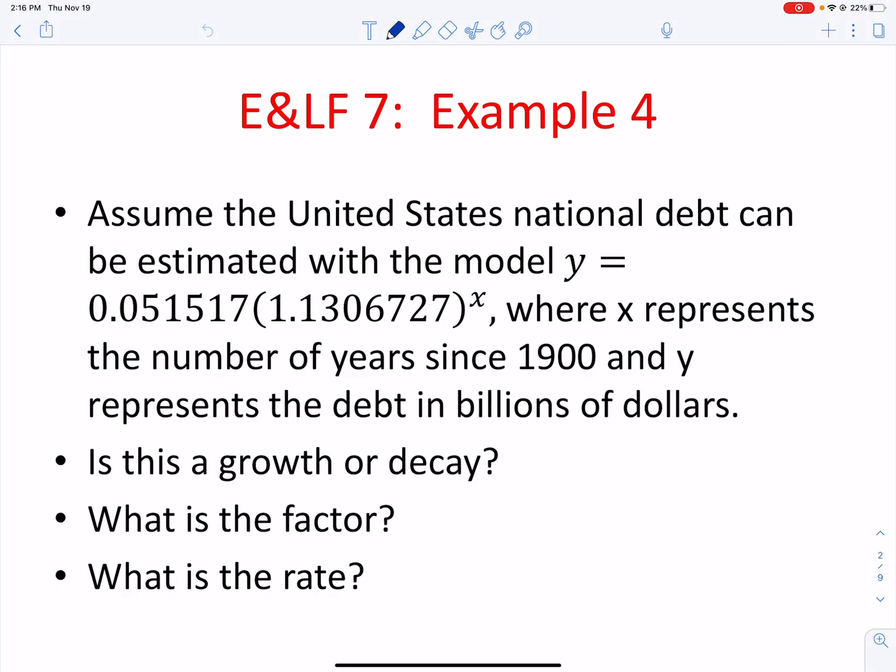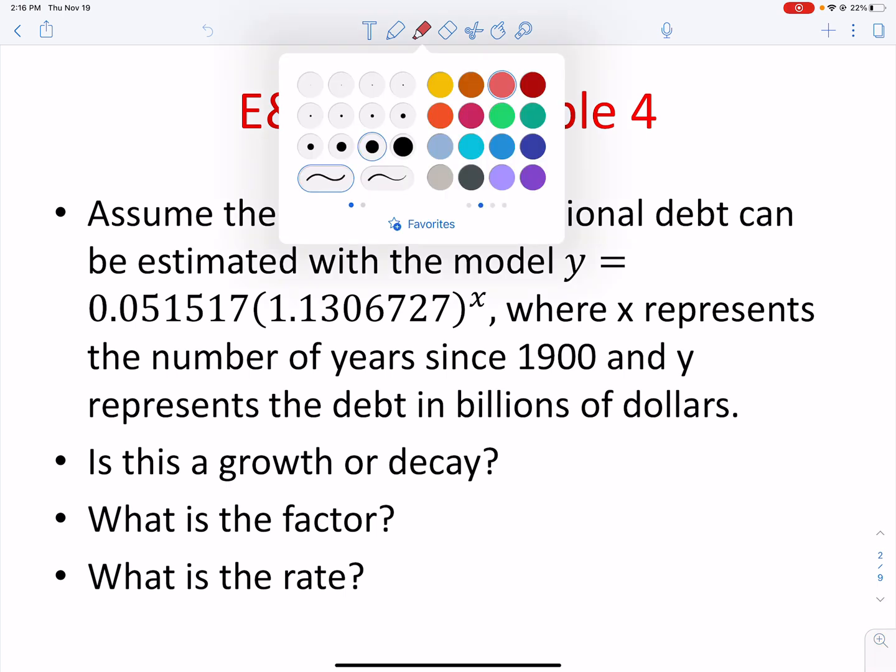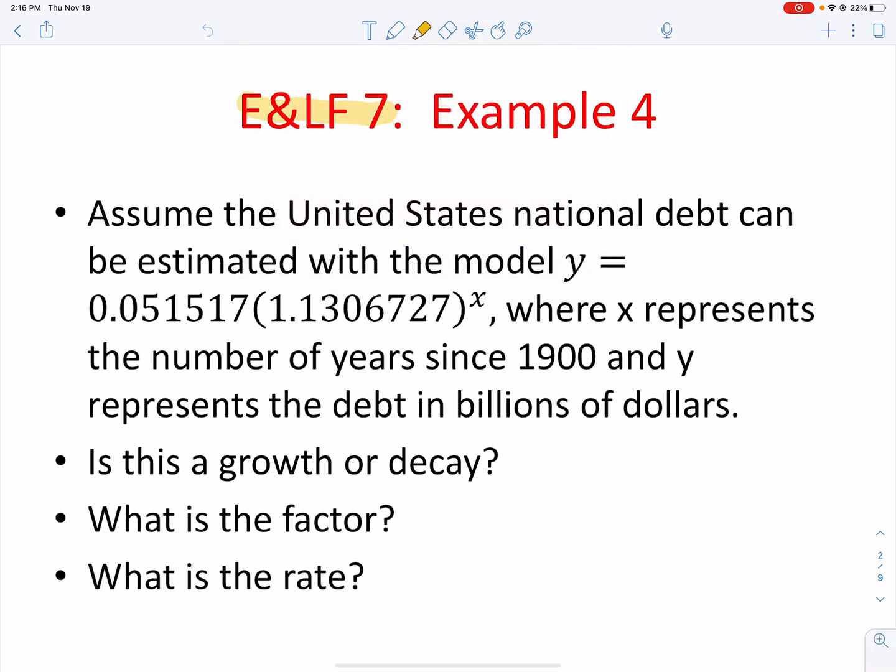All right, this is the second day of section 4. And we're going to start with some application questions. So you need to jump in your notes to ENLF 7.